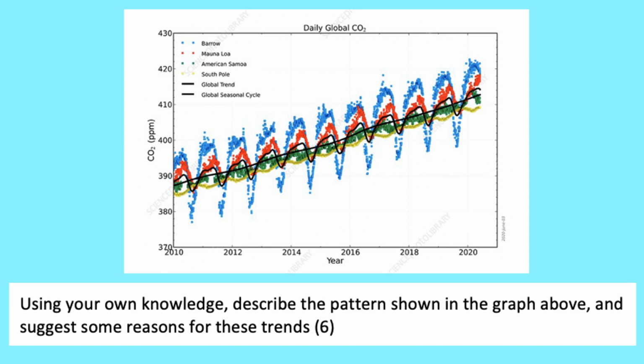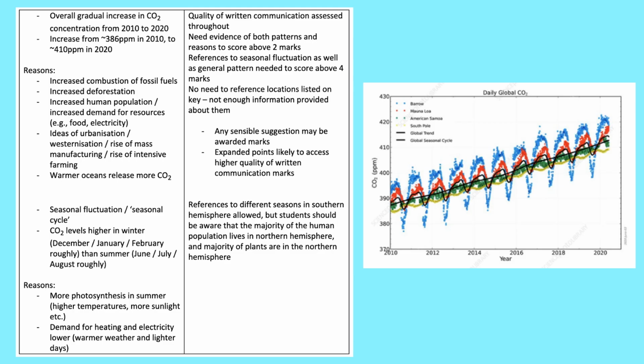Using your own knowledge, describe the patterns shown in the graph above and suggest some reasons for these trends. This is quite a difficult 6 marker because it requires you to look really carefully at the graph and use that along with your own knowledge that you know from your revision, the specification, to come up with reasons for why the graph is the way it is.